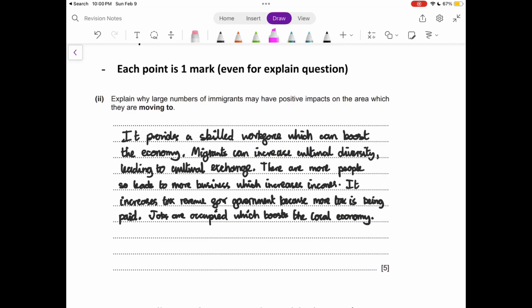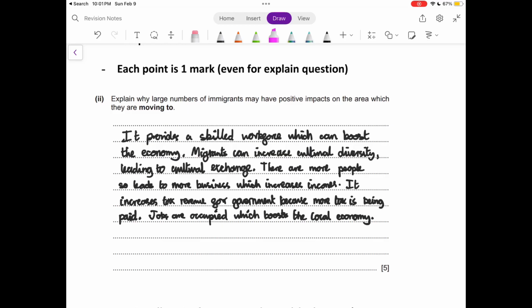For example, in this question, explain why large numbers of immigrants may have positive impacts on the area which they are moving to. So here, my point is that it provides a skilled workforce. That's it. That's my point. And then my small development is that which can boost the economy. So that is all you need for 1 mark. And you just repeat that process each time, 4 more times, until you reach 5 marks.